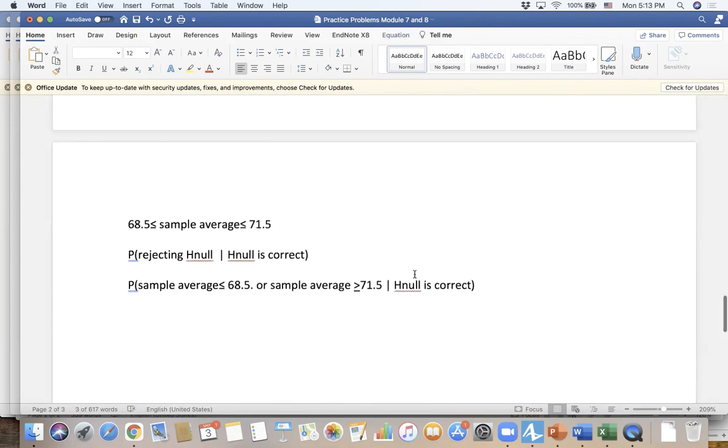And then do the calculations. You have the X bar, you have mu: X bar minus mu divided by sigma over the square root of n. You do the calculations for the Z and you go from there.